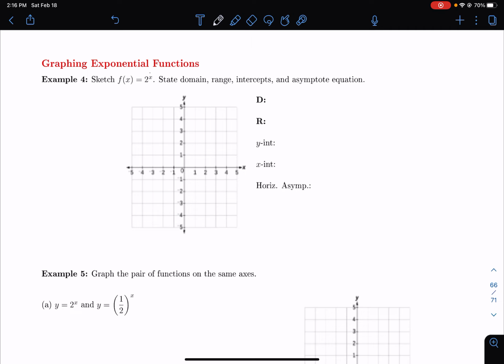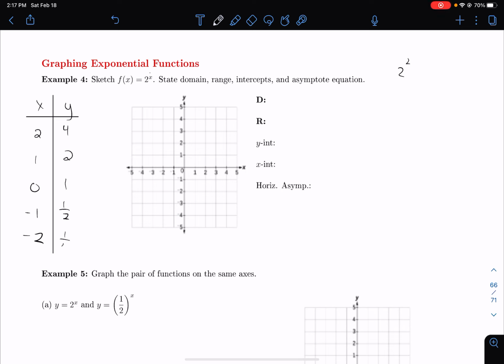All right, so I want to do this by plotting some points. Let's plot some points to get a feel for what this graph is going to look like. And I'll plot some simple integer x values like 2, 1, 0. Let's do some negative ones like -1 and -2. If I plug 2 in for the x, I'll get 2 squared, and that's 4. If I plug 1 in, I'll get 2. Plug 0 in, 2 to the 0 is 1. 2 to the -1 is 1/2. And 2 to the -2 is 1/4.